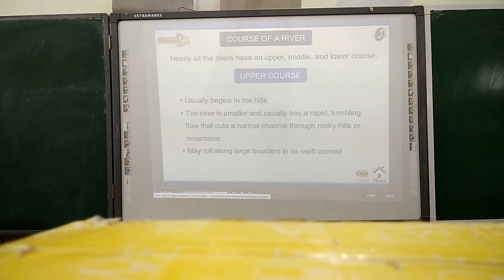Course of a river. Nearly all the rivers have an upper, middle, and lower course. The main characteristics of the upper course are as follows. It usually begins in the hills. The river is smaller and usually has a rapid, tumbling flow that cuts a narrow channel through rocky hills or mountains. It may roll along large boulders in its swift current.